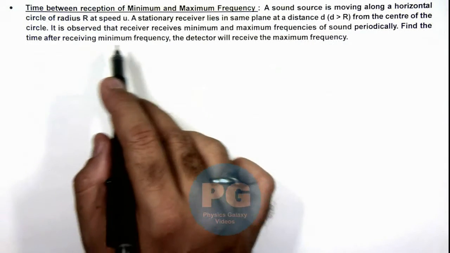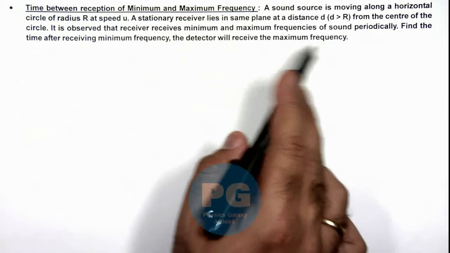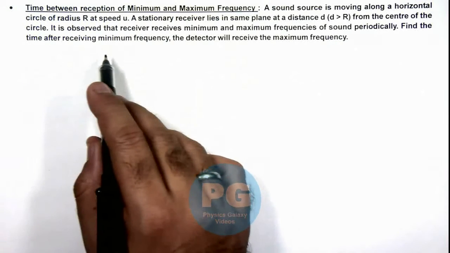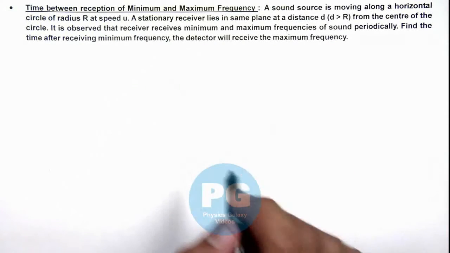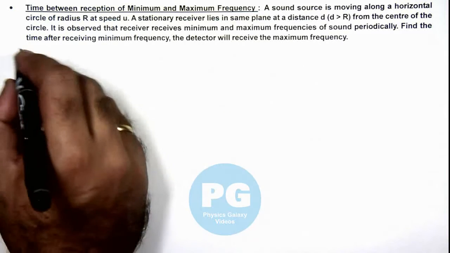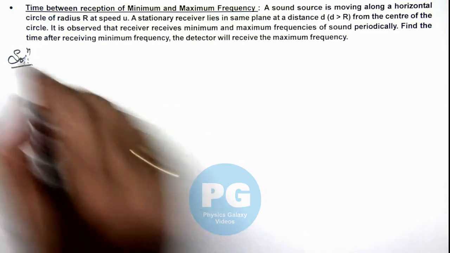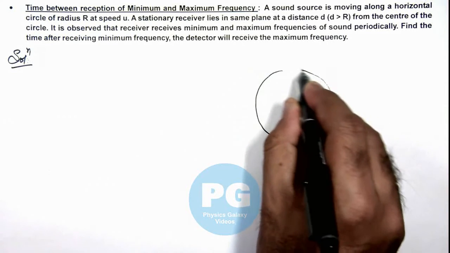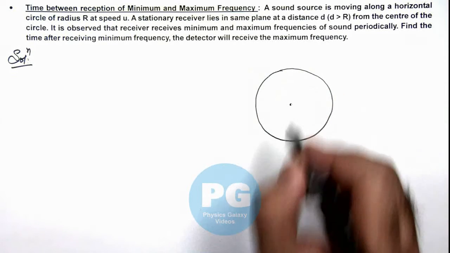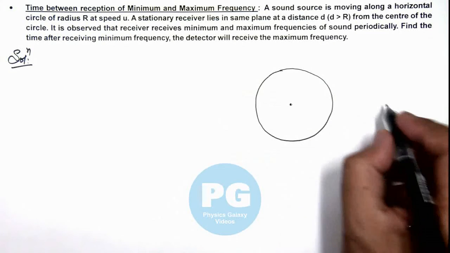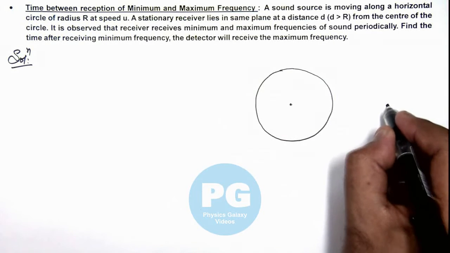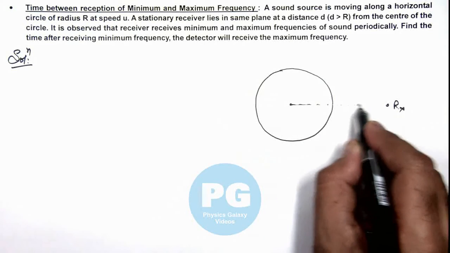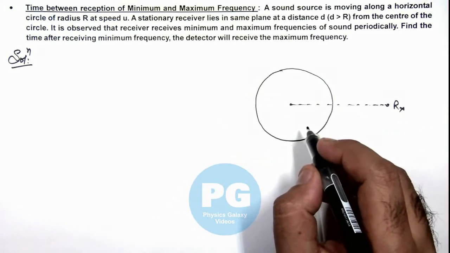It is observed that the receiver receives minimum and maximum frequencies of sound periodically, and we are required to find the time after receiving minimum frequency that the detector will receive the maximum frequency. Here if we draw the picture of the given situation, we have a circle of radius r in which a source is moving, and this is the position where a receiver is placed, and the distance of the receiver from the center is equal to d.